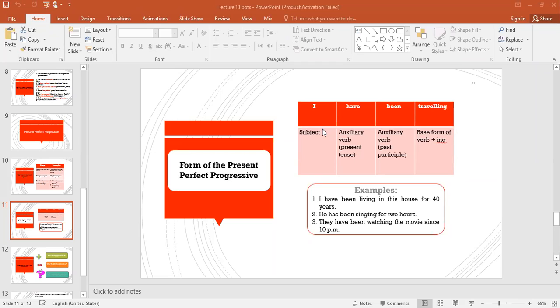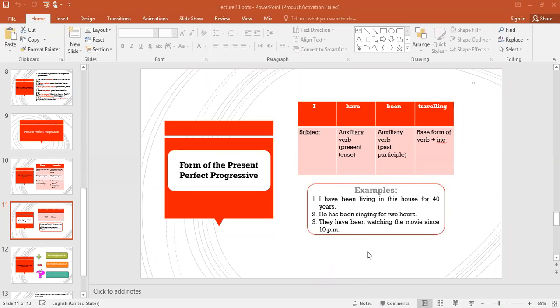Or has been plus the verb plus ing, or have been plus the verb plus ing. Let's look at the examples here. I have been living in this house for 40 years. So this is the verb, have been living. He has been singing for 2 years. Has been singing is the verb.